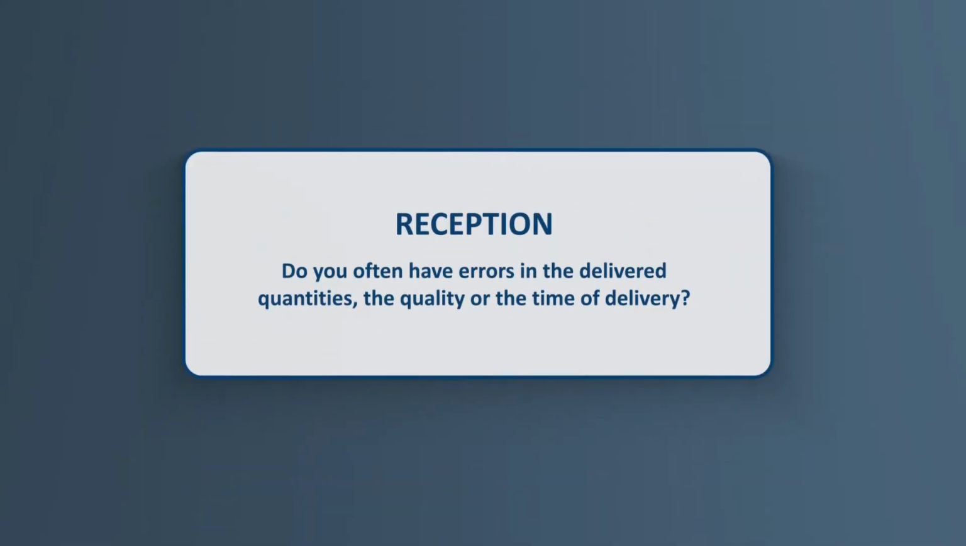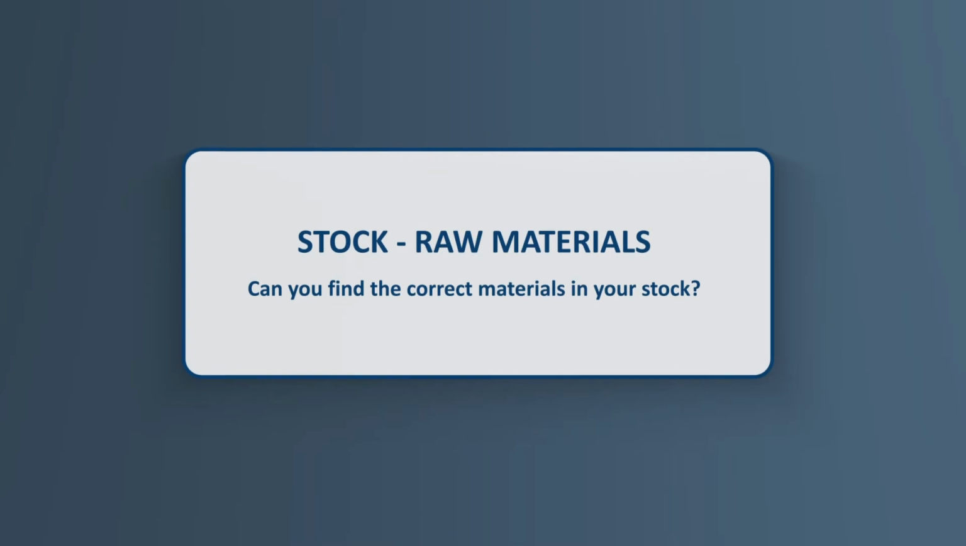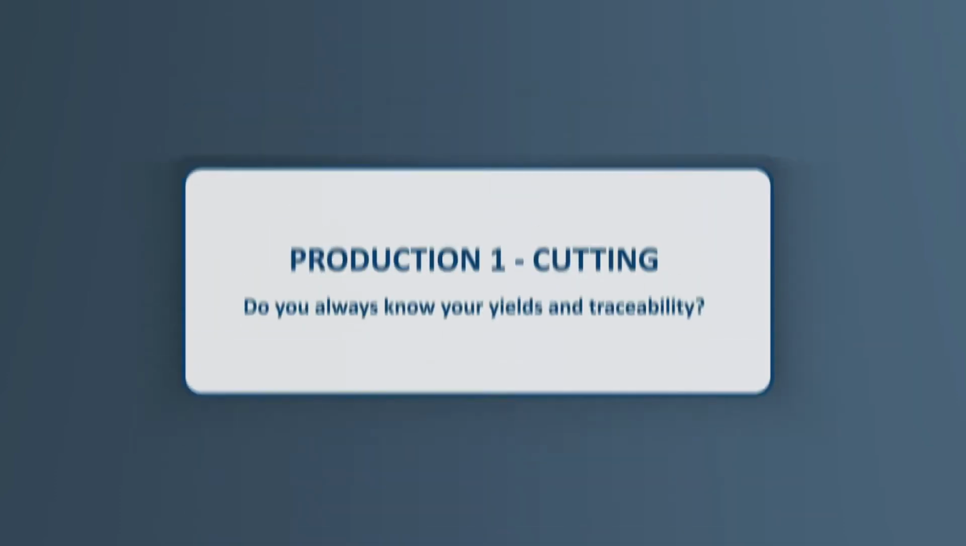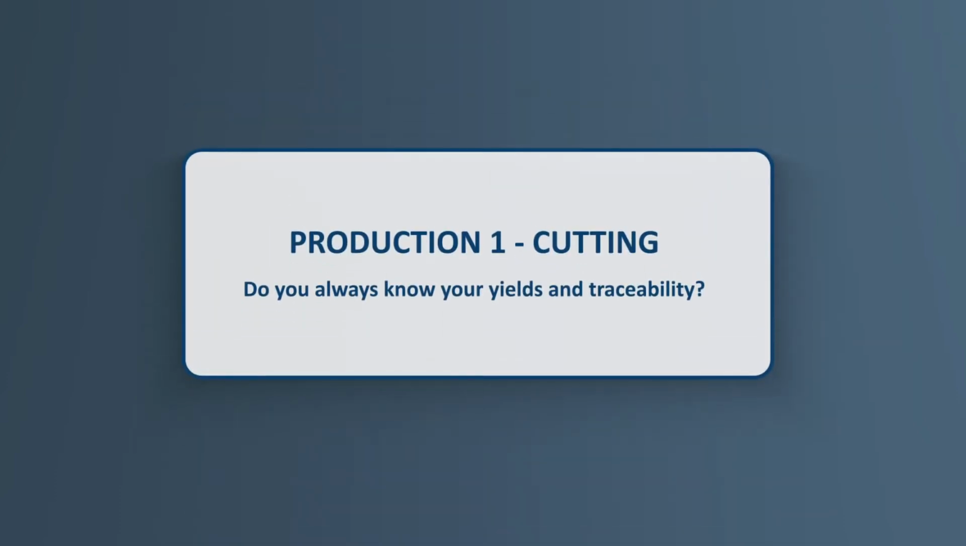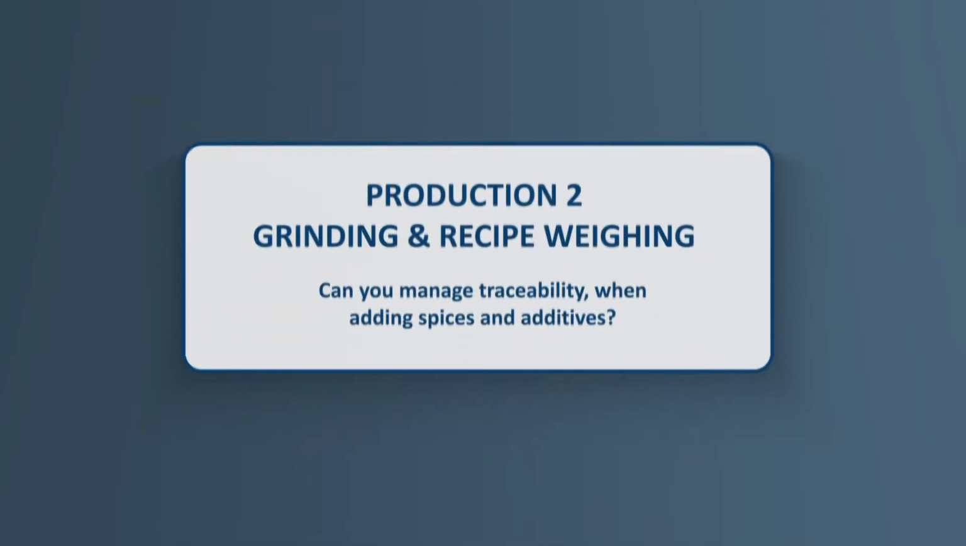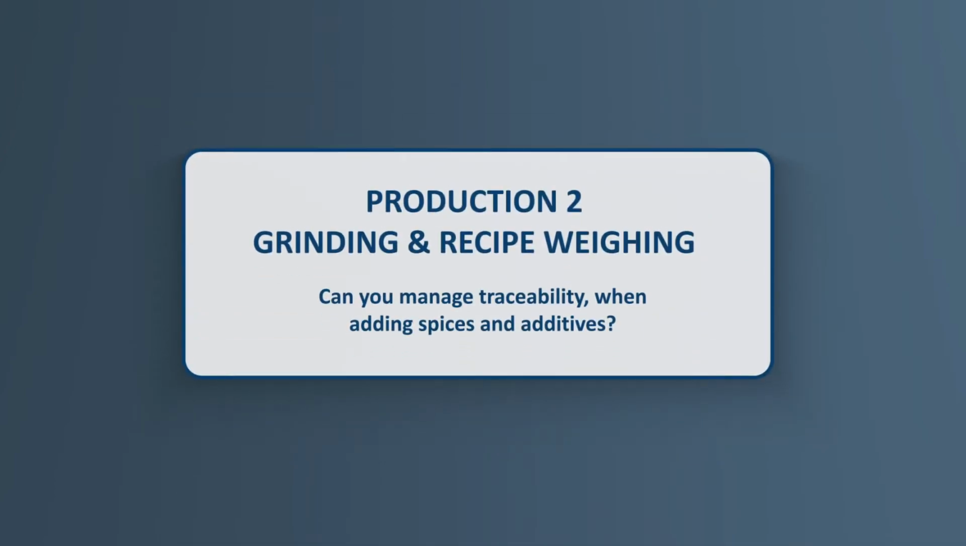Do you have errors in the quantities delivered, the quality of the goods, or the time of delivery? Can you find the correct materials in stock? Do you often have materials that are too old in stock? Do you always know your yields and traceability? Do you know the quantity and age of the materials in stock so you can meet all sales orders? Can you manage traceability when adding spices and additives?